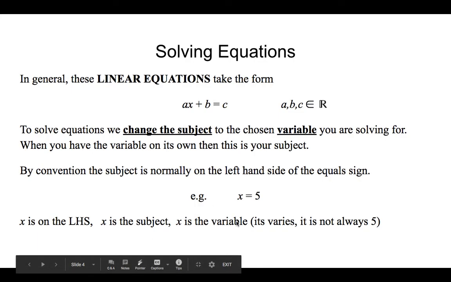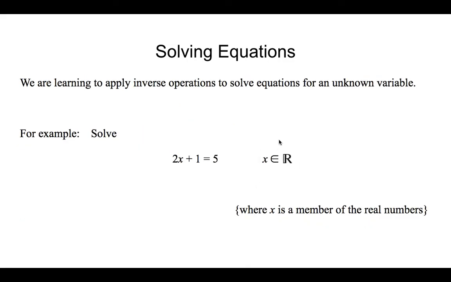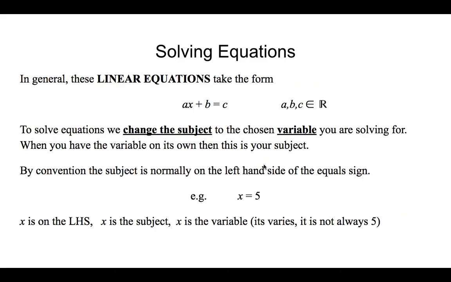X is a variable, right? It varies. It's important to know that x can take any value, right, on the real number line. This is why we're saying this here. X can take any value on the real number line. It isn't always equal to 5. Okay, this is just an example.